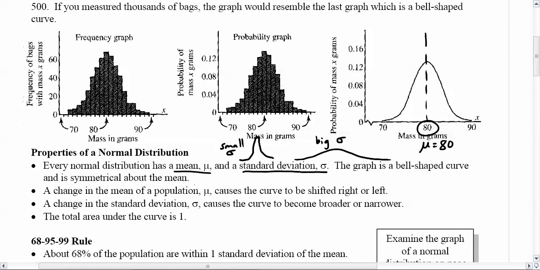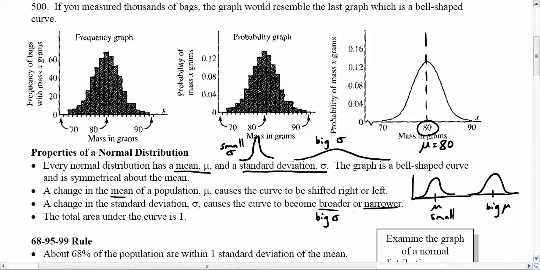Okay? And changing the mean would just move the graph side to side. The graph is bell-shaped, symmetrical about the mean. If you change the mean, then the graph will be shifted left or right. So a small mean would be over here, and a big mean would just move the graph over. And the standard deviation causes the curve to become broader and narrower. So a broad curve has a big standard deviation, and a narrow curve has a small standard deviation.